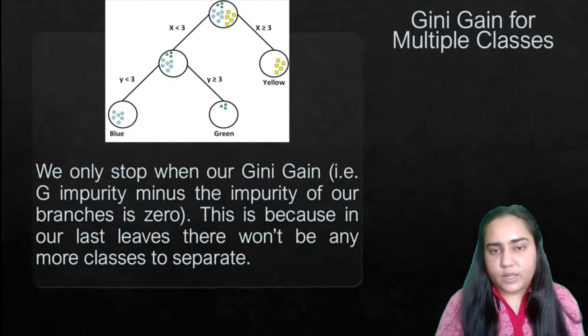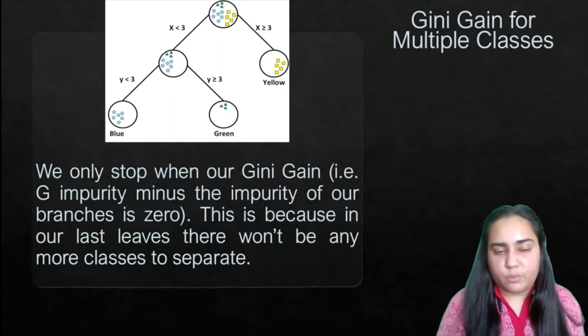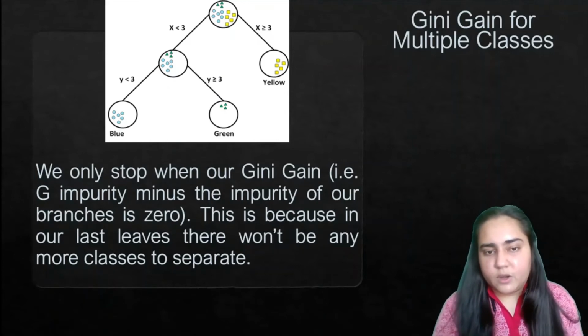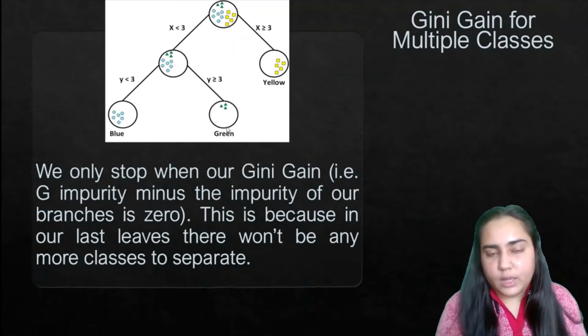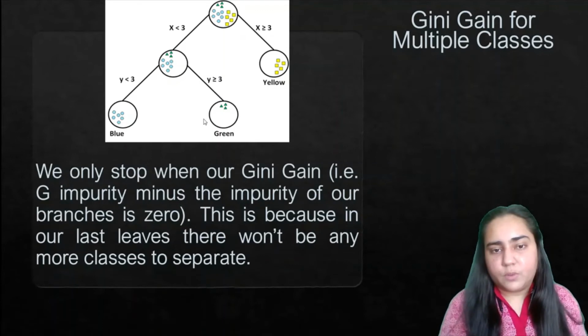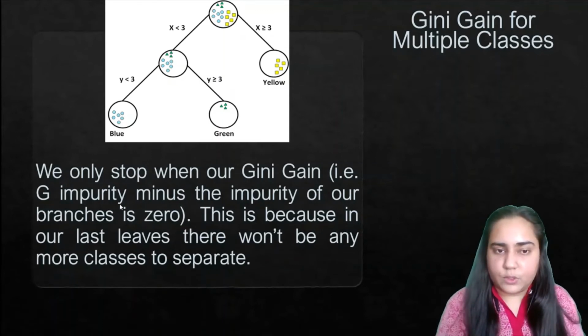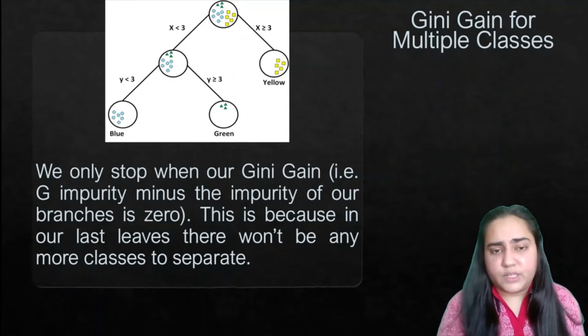We only stop doing that when our Gini gain, that is G impurity minus the impurity of our branches, is 0. This is because in our last leaves, there won't be any more classes to separate. So once you have reached here or here and you apply the Gini gain formula, you will notice that the G impurity minus impurity of any of the branches that you have selected is going to be 0. And this is because we are at the leaf node, and the data points all belong to the same class.